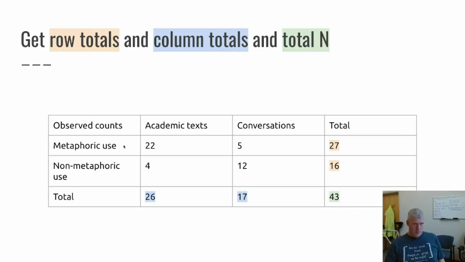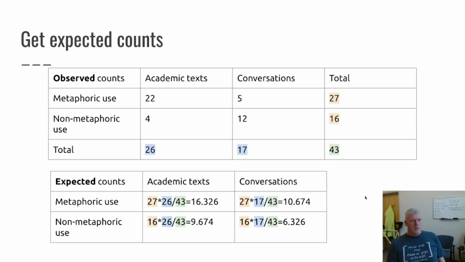So just real quick, the row totals, right? 22 plus 5 is 27. 4 plus 12 is 16, right? And then going down the columns, 22 plus 4 is 26. Going down this column, conversations, 5 plus 12 is 17, and then the grand total of all that is 43. Good. So you do a little bit of math.